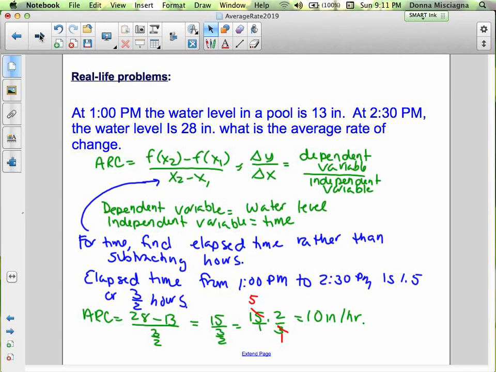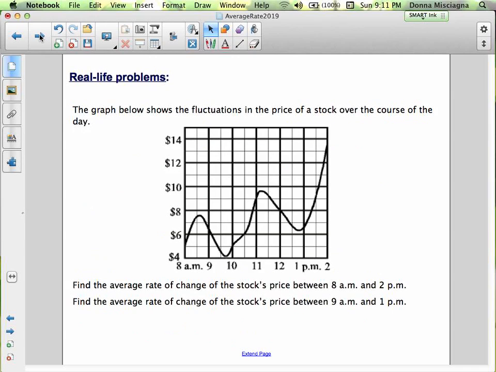One last problem. This is a very nonlinear problem. The graph below shows the fluctuations in the price of a stock over the course of the day. Find the average rate of change of the stock's price between 8 a.m. and 2 p.m. All right, so here's a very good example about elapsed time.